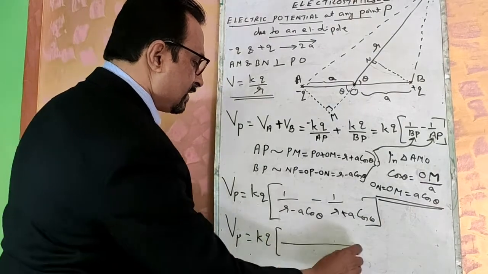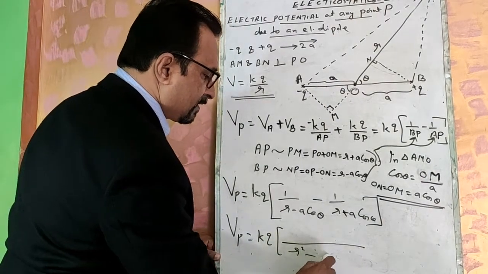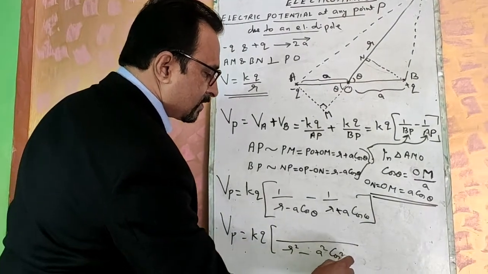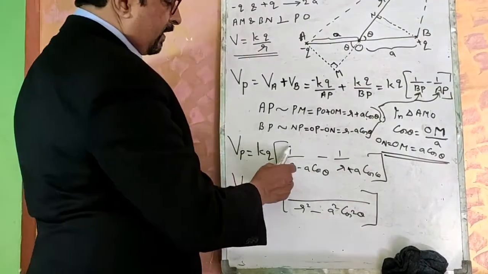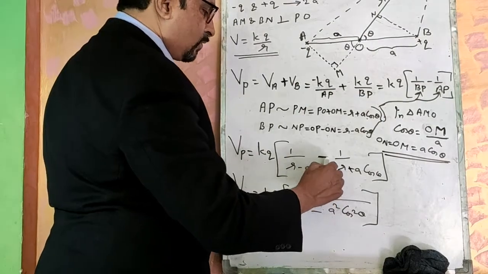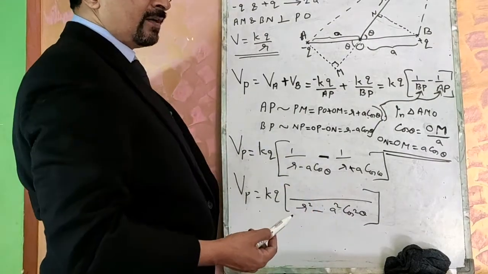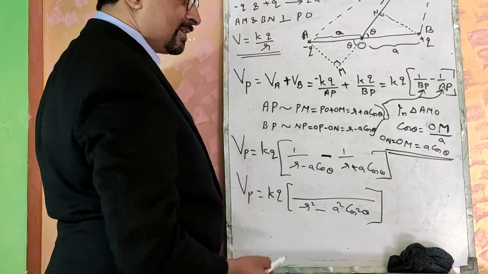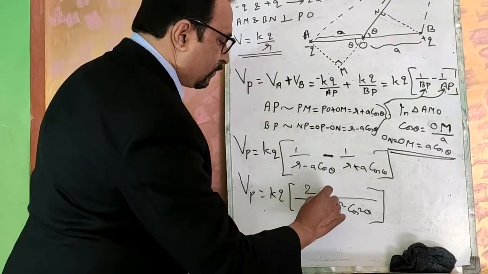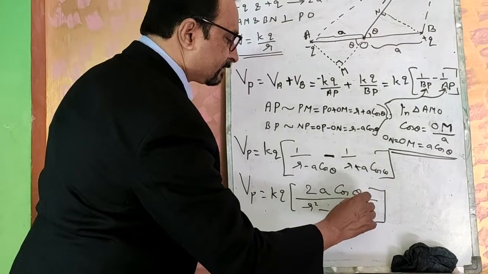You can see that your LCM is R square minus A square cos square theta, the product of the denominators. And numerator will be R plus A cos theta minus of R minus A cos theta. You open the bracket. You can see that R and minus R cancel each other. And inside the bracket you will get 2A cos theta.